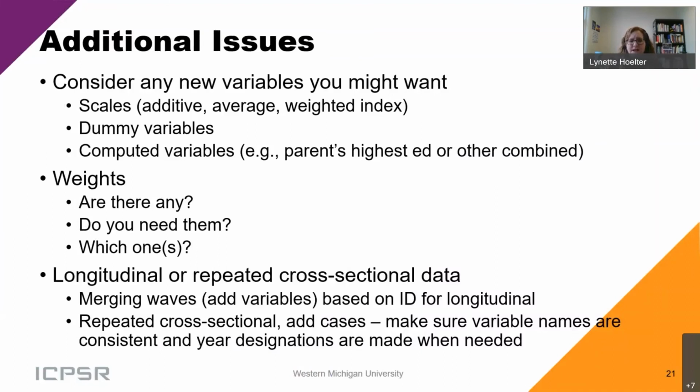If you're looking at repeated cross-sections, so the same questions asked of different people at different time points, and you want to put those together, just make sure that your variables are named properly so that you don't overwrite some variables, and in that case you're actually going to be adding cases to the bottom of the file. So thinking about those kinds of things if that's something that your research question requires.